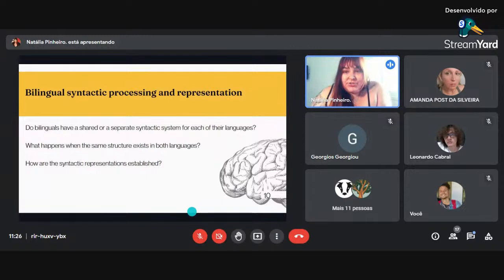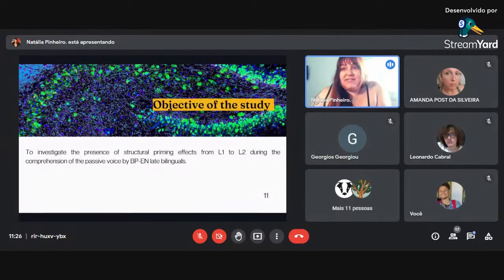In order to do so, our objective was to investigate the presence of structural priming effects from L1 to L2 during the comprehension of the passive voice by Brazilian Portuguese English late bilinguals. But first, what is a priming effect?